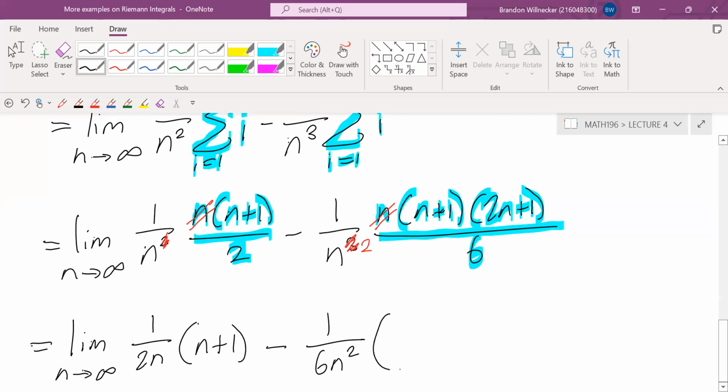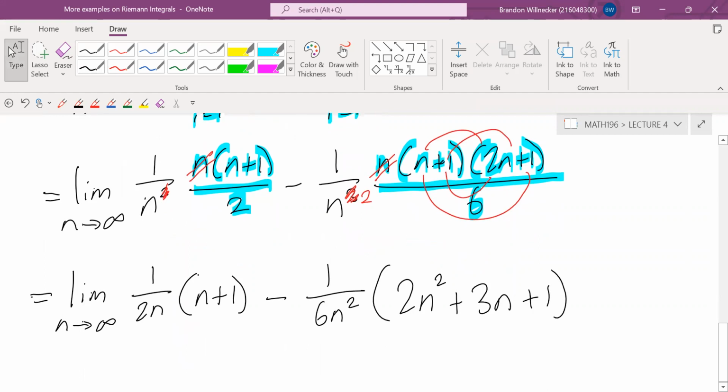And then if we multiply out these brackets, we're going to have n times 2n, that's going to be 2n squared. Then we're going to have plus 2n, and then plus n, so that's plus 3n. And then lastly, we're going to have plus 1. Okay, so that looks a lot better than the previous line. We've got a bit more work to do, and then we can take the limit.